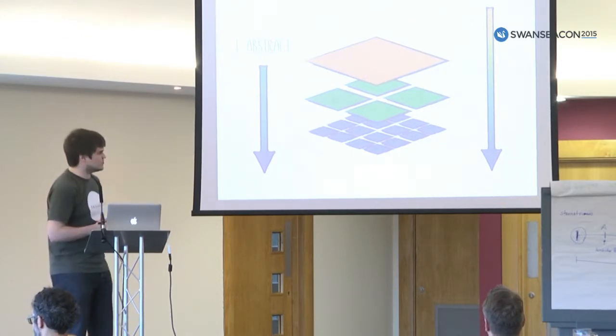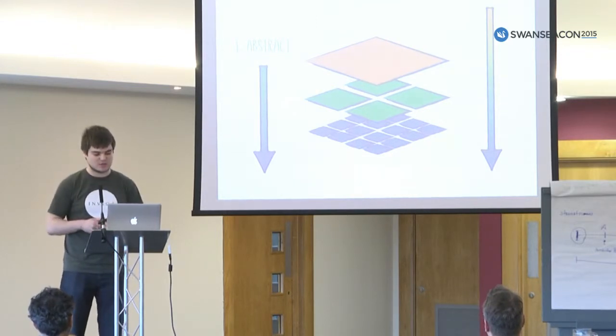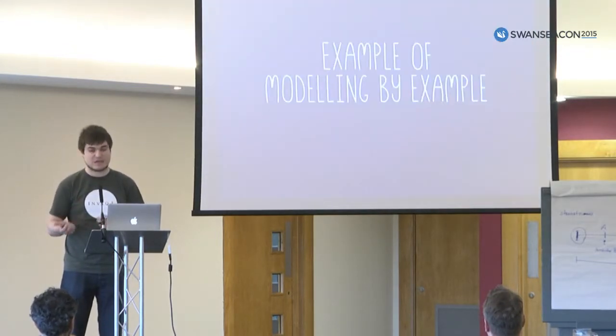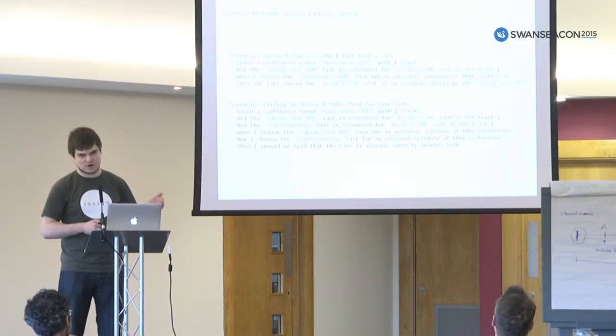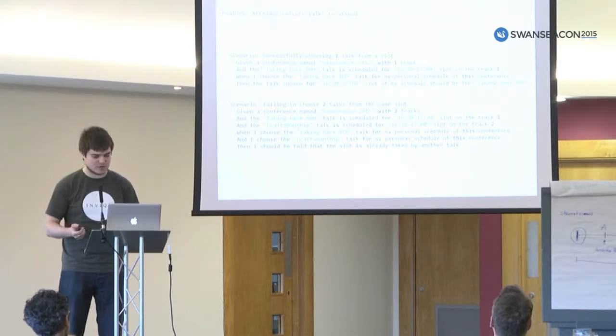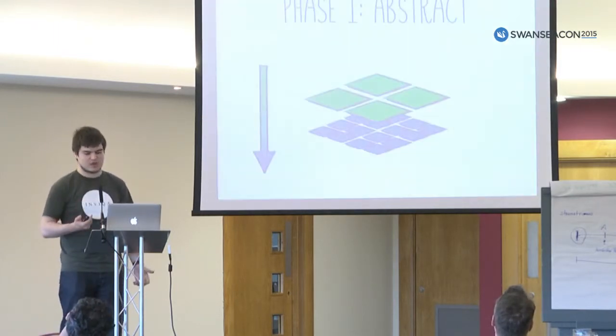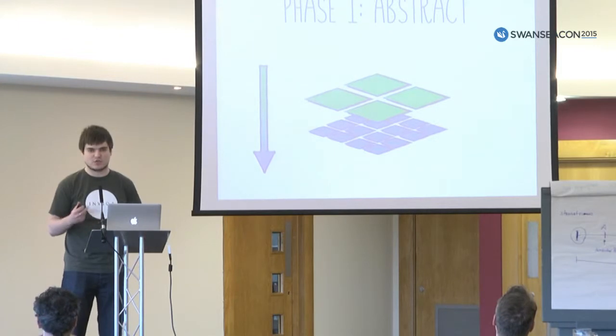Now I know it's quite vague, so for the rest of the talk I will just give you an example of modeling by example of how it actually goes. And for that we will use exactly the same feature that we started with to not confuse things, right? Exactly the same one. So again, phase one, abstract. Let's create a domain model using our scenario.